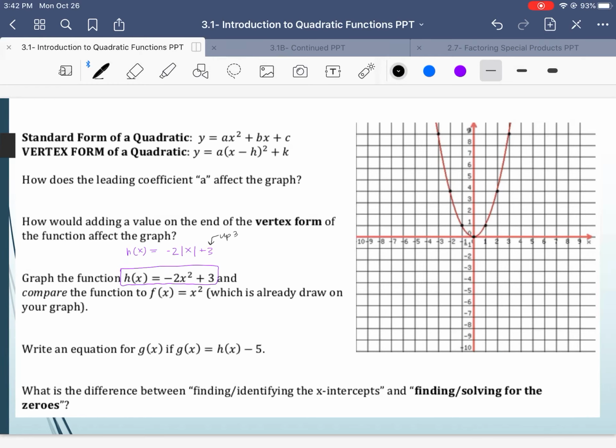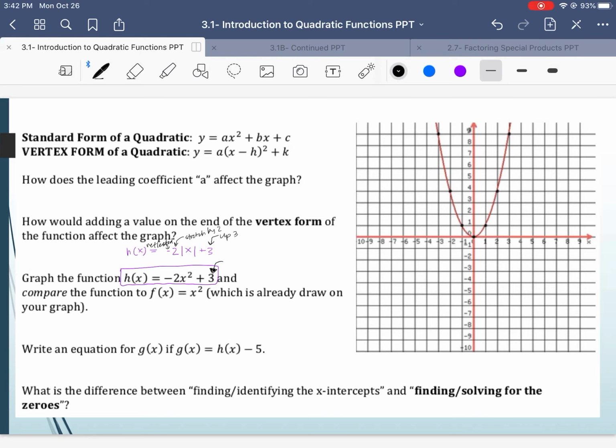It shifts that vertex up 3. This 2 out front is going to stretch vertically by 2, so that slope's changing. And then this negative right here, right, reflected it over the x-axis. This same thing occurs with a quadratic function.